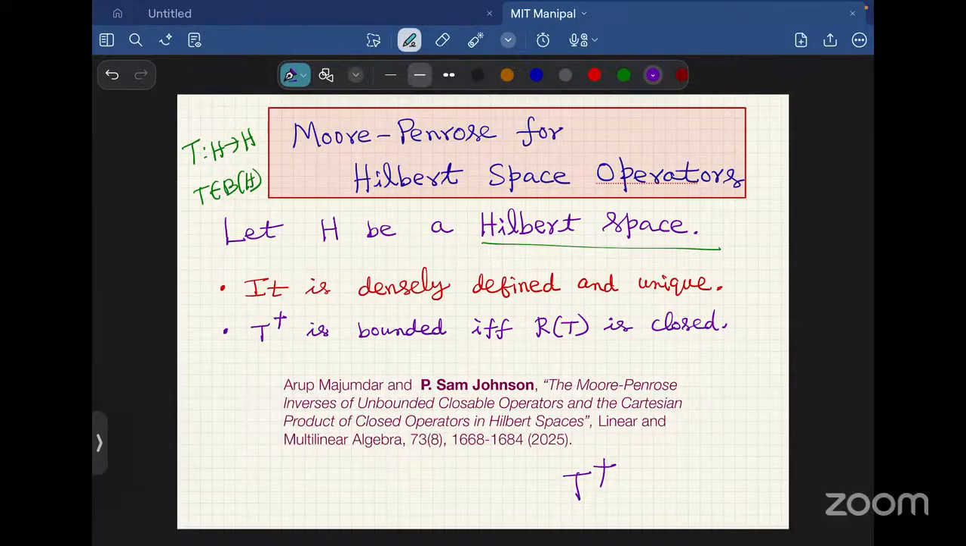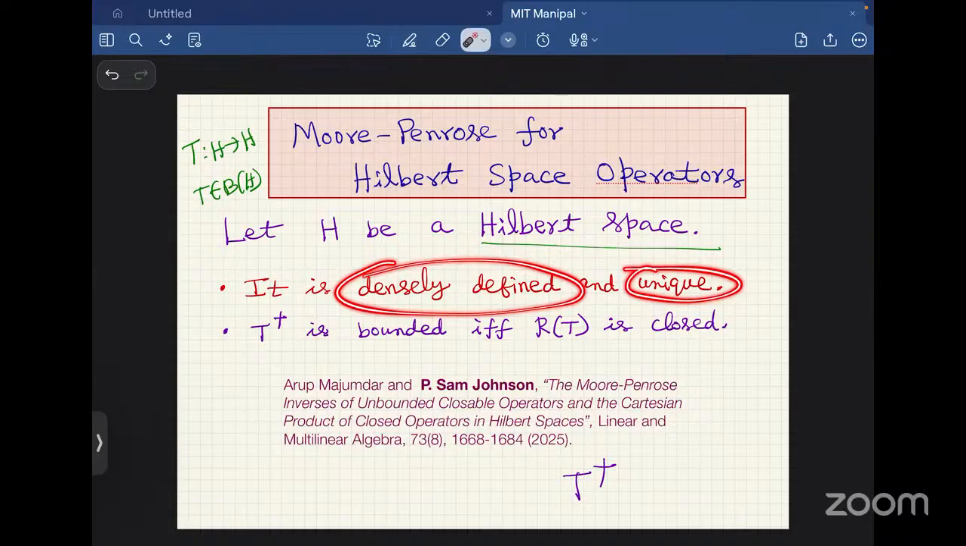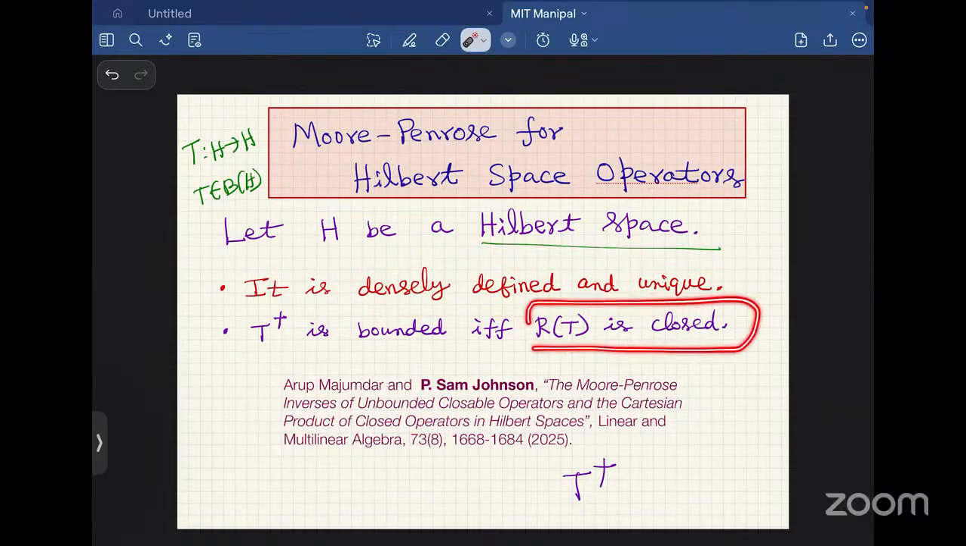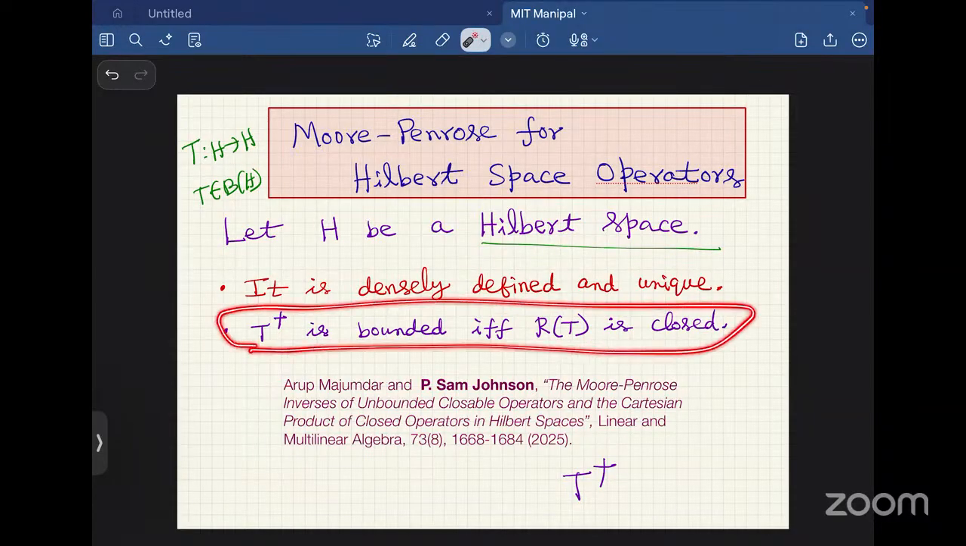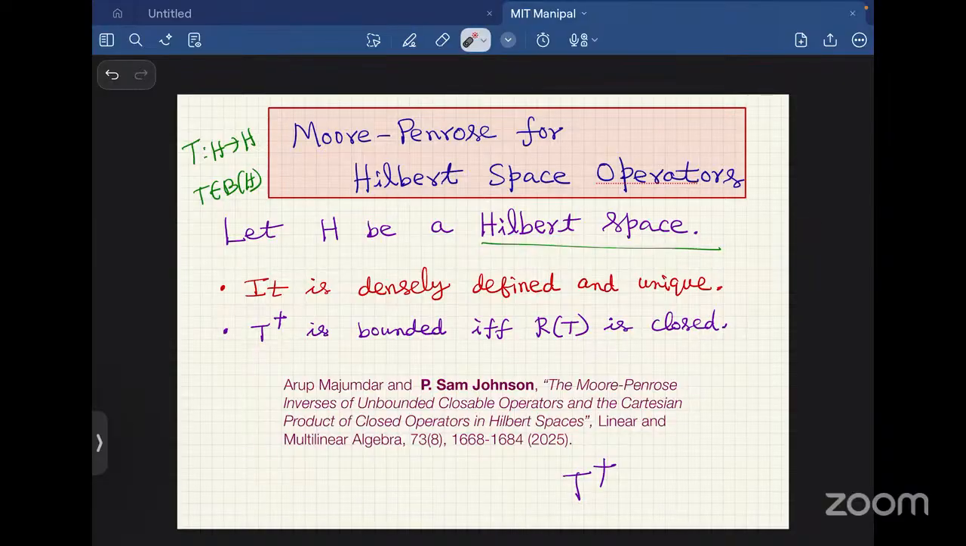The T dagger is always unique, and T dagger is densely defined. But when the range of the operator T is closed, then we can expect boundedness of T dagger. So this is a simple characterization for the boundedness of T dagger. And this notion is extended to many settings, from bounded to unbounded, and then for different classes of operators, especially closed operators.